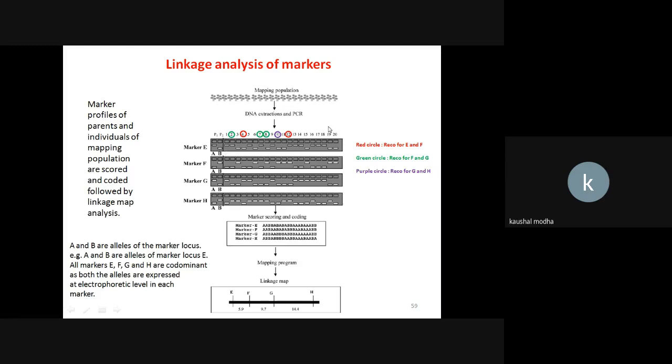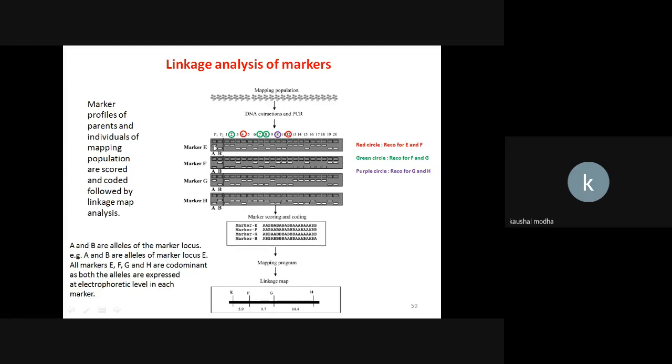Let us say these are the 20 RILs obtained from these 2 parents, and we are genotyping these RILs with all 4 markers. This is the genotypic profile of those RILs with marker E. You can see here in some of the individuals, the A allele of marker E is present, and in some individuals, the B allele is present. So this is for one marker. There is another marker, marker F, with its allelic profile, A and B alleles.